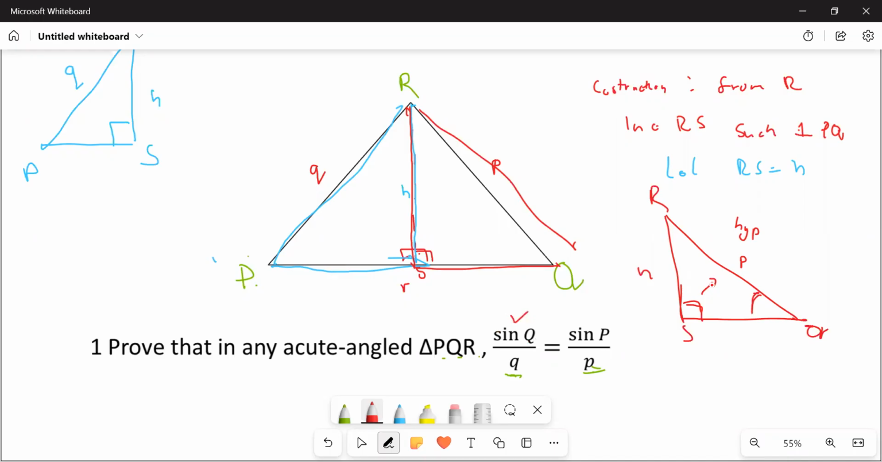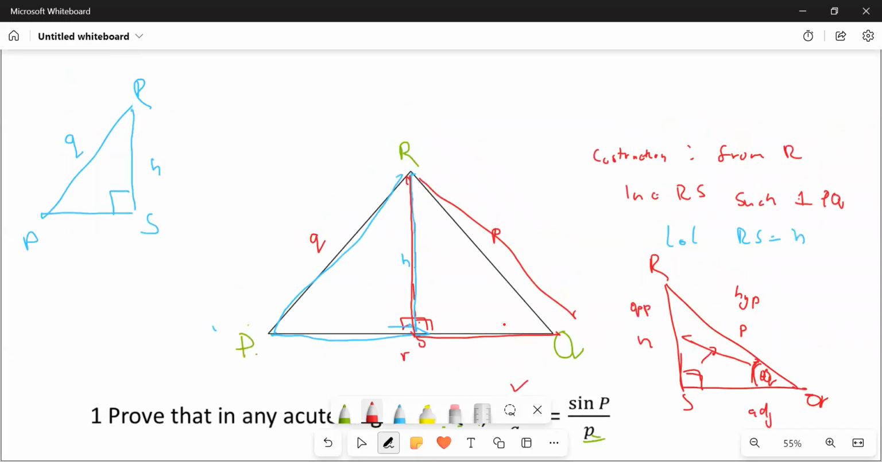Again, I have Q. So if I use Q as a frame of reference, I'm going to name things in terms of Q. What is this in relation to Q? Looking at Q, it's going to be opposite to Q. And then what is this in relation to Q? It's going to be adjacent to Q. That one is for the red one.